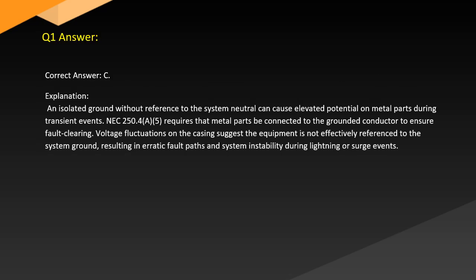Answer. Correct answer: C. Explanation. An isolated ground without reference to the system neutral can cause elevated potential on metal parts during transient events. NEC 250.485 requires that metal parts be connected to the grounded conductor to ensure fault clearing. Voltage fluctuations on the casing suggest the equipment is not effectively referenced to the system ground, resulting in erratic fault paths and system instability during lightning or surge events.